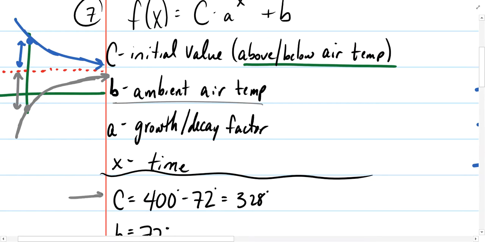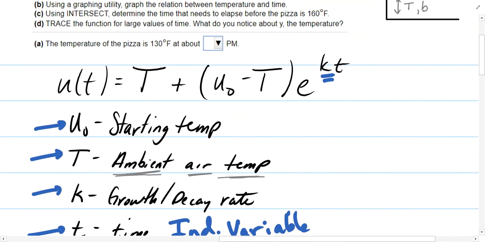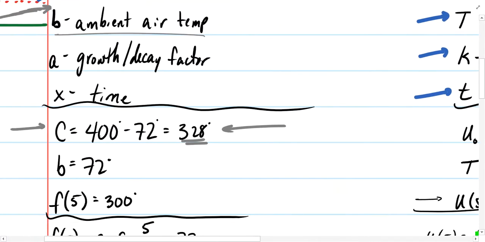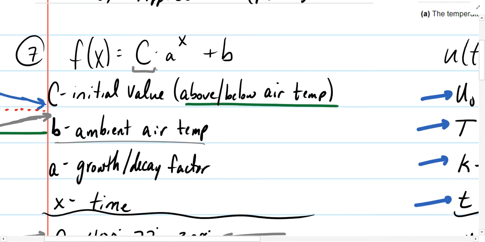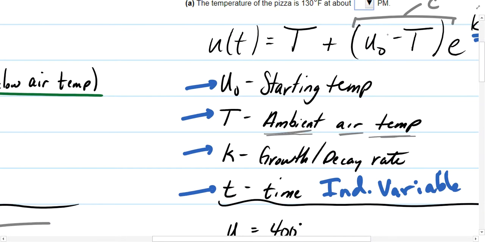Now, unlike the examples from Math Excel, I do think it's worthwhile to compute the C value. The math is the same as what we saw prior. In fact, this U naught and T, when we subtract them, that is the same as our C value in our other format. The starting temperature minus the air temperature is the same as this starting temperature minus air temperature. And that number 328 is going to be used in place of C instead of the parenthesis group that we had over here.